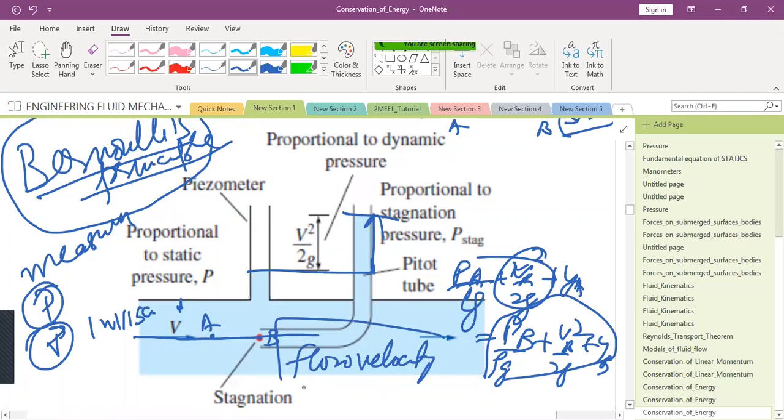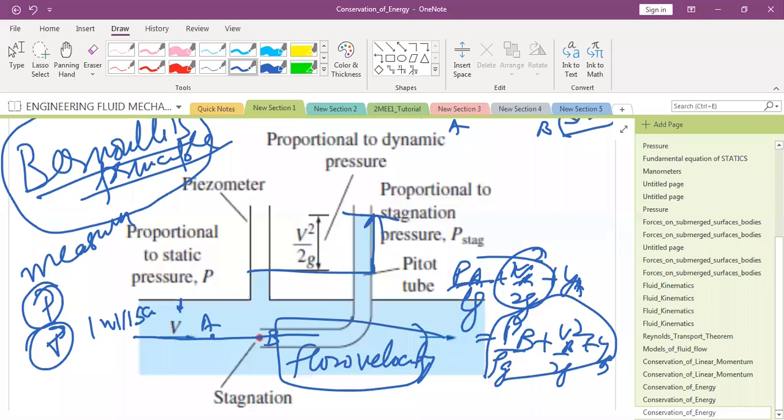So you have used Bernoulli's principle for measurement purposes. You can actually find out the velocity of the flow within a channel through this kind of application of Bernoulli's principle. Any doubts to anyone?